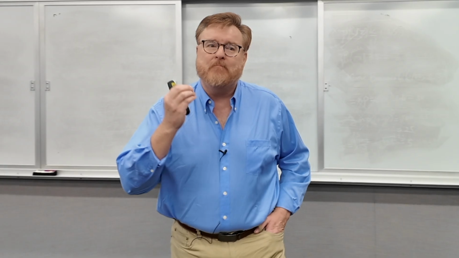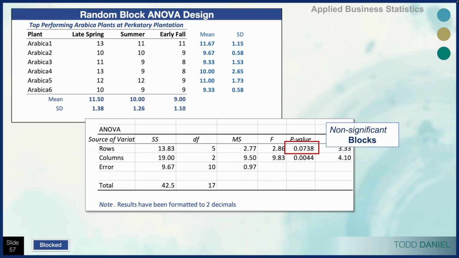This is giving us a better measure of the effect. The treatment effect, our p-value is 0.0044. Yeah, that's a statistically significant finding. We see that our F-value of 9.3 exceeds 4.1, a statistically significant effect for season.